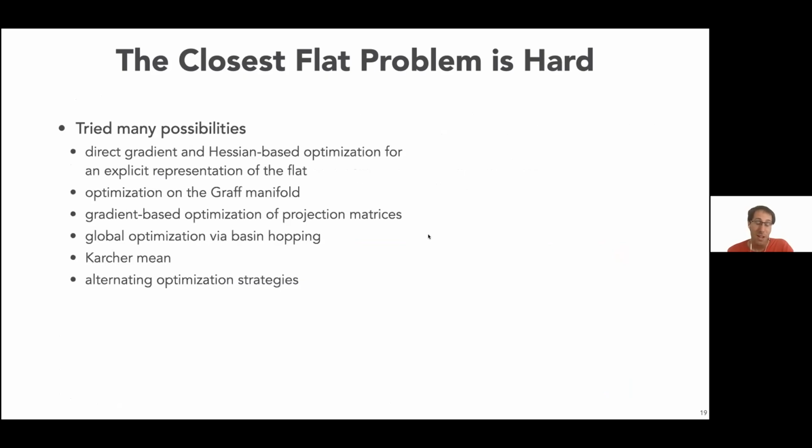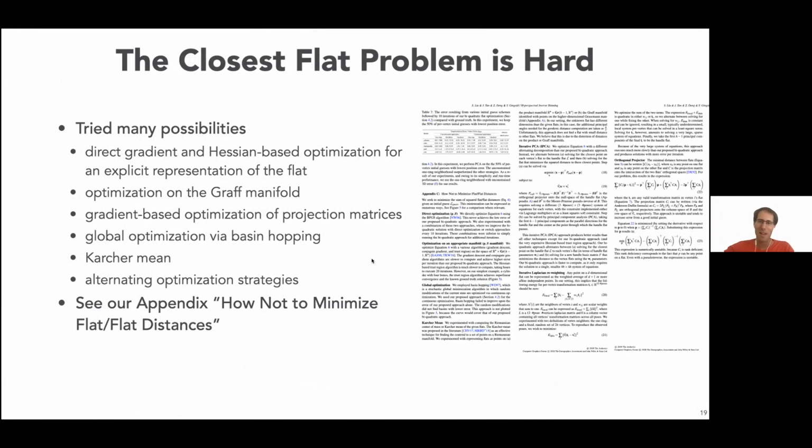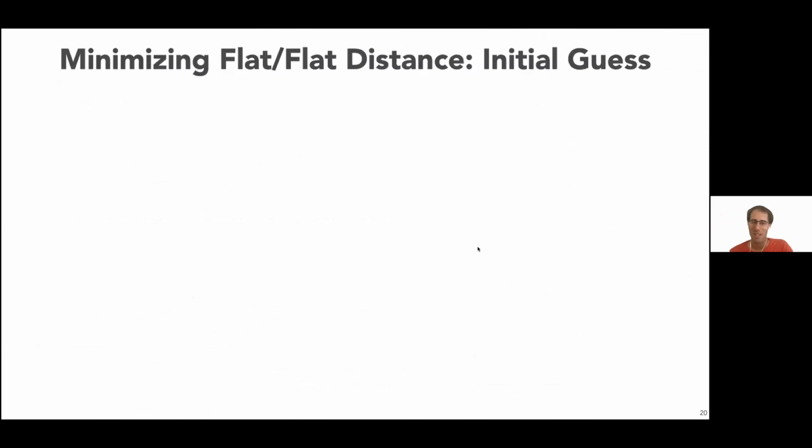We tried many possible ways to solve this problem: computing gradients, Hessian-based optimizations for explicit representations of the flat, optimization on the graph manifold, the space of rotations, optimizing projection matrices, basin hopping, global optimizations, looking at the Karcher means, and various other optimization strategies. And there's an appendix in the paper we have on this, how not to minimize flat distances, and you can read about the details of these other approaches. But the one I'm going to tell you is one that works pretty well, but it's somehow still not satisfying for me, and hopefully it won't be satisfying for you. And then hopefully you also take on this problem, which is an easy to define geometric problem that doesn't have a great solution.